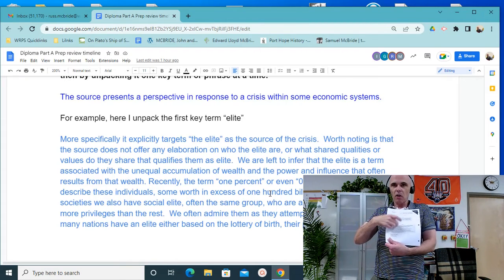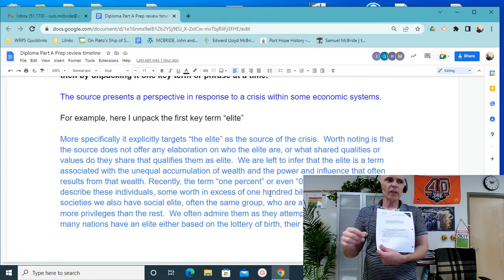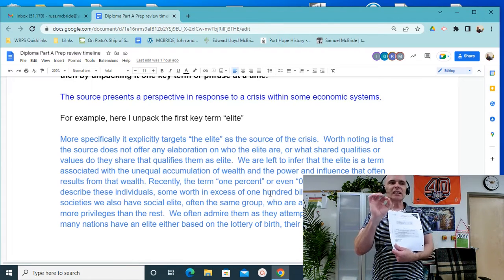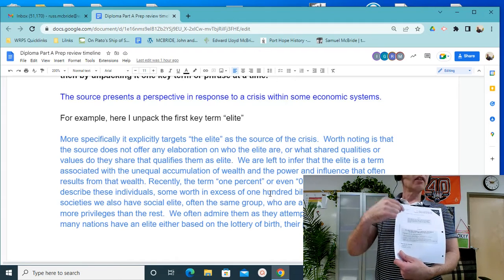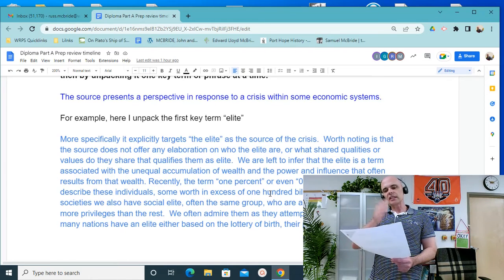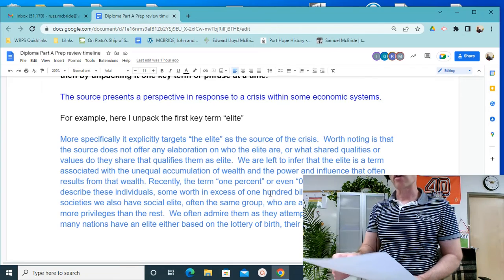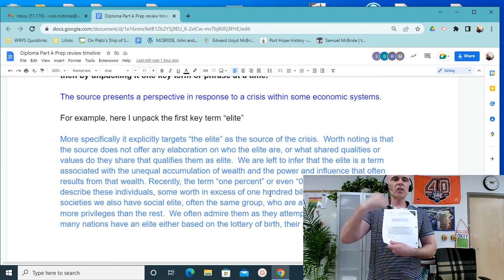And then my next part of my interpretation, I'm going to figure out why did they use the term elite. More specifically, it explicitly targets the elite as the source of the crisis. So do we see that in this source? That it's targeting the elite as the source of the crisis. So looking at the source now, it says the elite have too much control over society. It is imperative that the government enact reforms to guarantee a decent quality of life. Can you see how the elite are the cause of the problem?